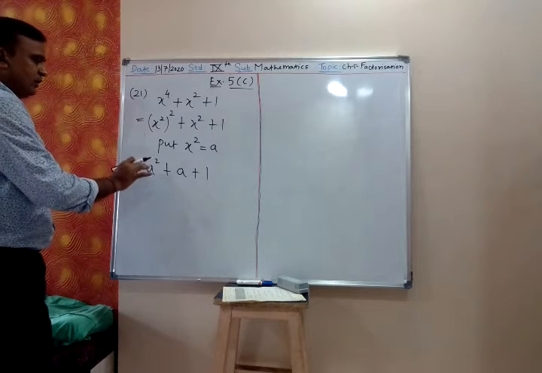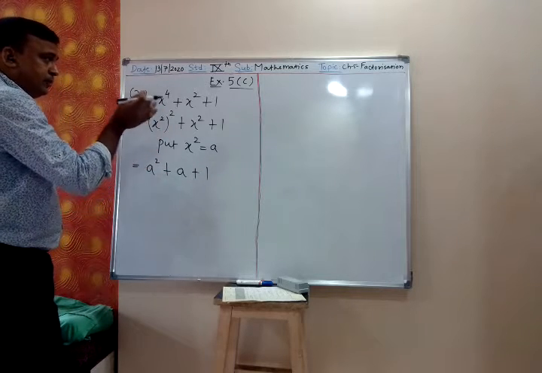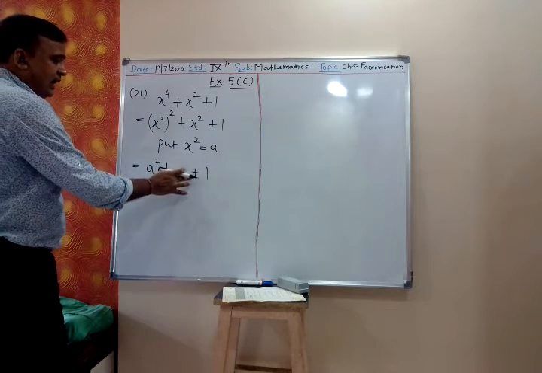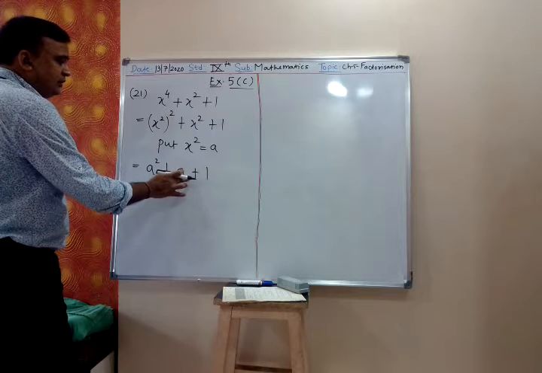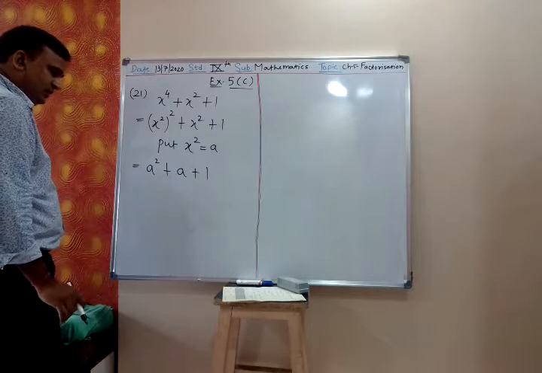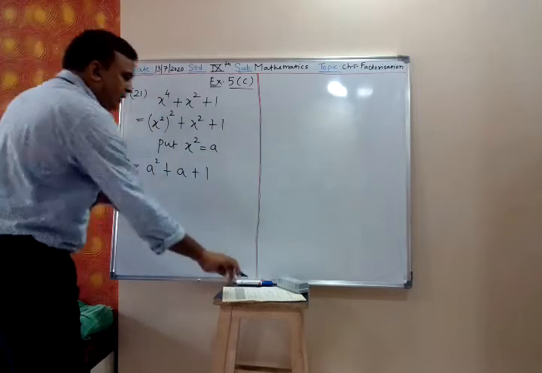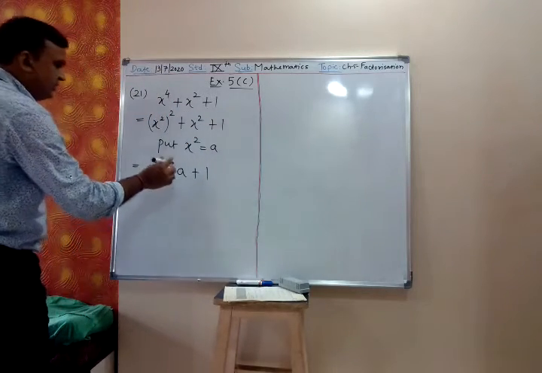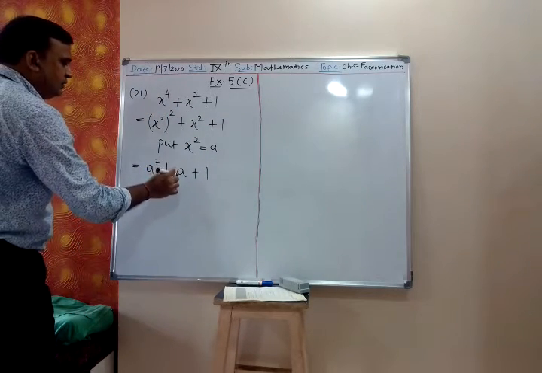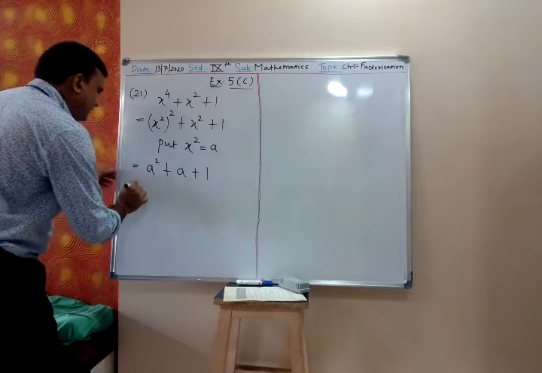I am doing only that. A square plus a plus 1. Then in the previous method, I completed the quadratic. So I added and subtracted 1 by 4. Are you getting? We have added and subtracted 1 by 4. Now in this method, what will I do? Instead of adding 1 by 4 and subtracting 1 by 4, this a I will split.